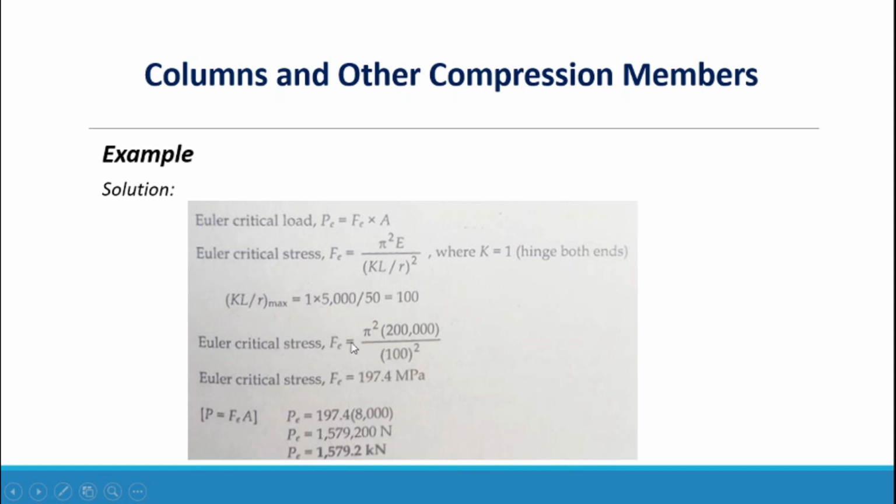For the Euler critical stress, F sub E, we now have the value for KL over R. Substituting 100, F sub E is equal to pi squared times 200,000, which is E, all over 100 squared, and the Euler critical stress F sub E is equal to 197.4 megapascals. P sub E, the Euler critical load, is F sub E times A, where A is the cross-sectional area, 8,000 millimeters squared. We multiply 197.4 times 8,000, and P sub E is 1,579,200 newtons, or 1,579.2 kilonewtons. So that is the value for the Euler critical load and the Euler critical stress.